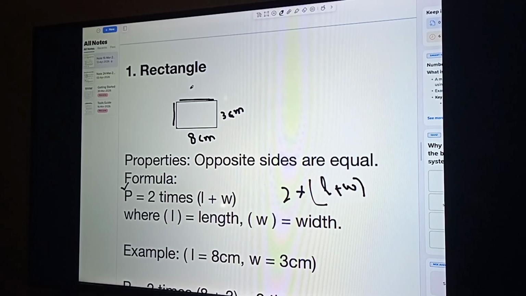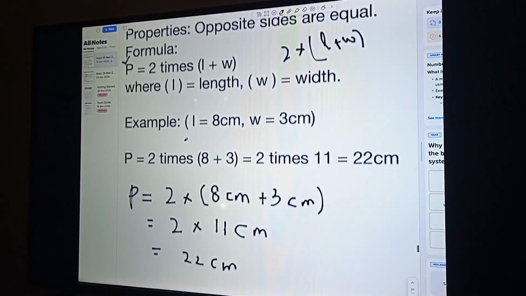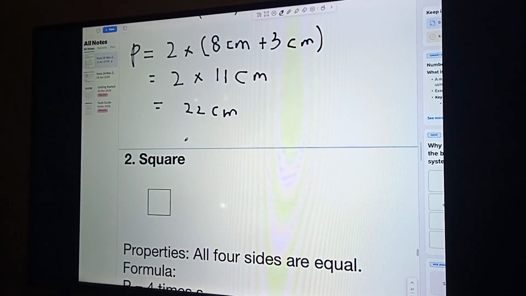You can also add like this. Starting from this point, 8 centimeter plus 3 centimeter is 11, plus 8 centimeter is 19, and plus again 3 centimeter is 22. So the total perimeter of this rectangle becomes 22 centimeter.